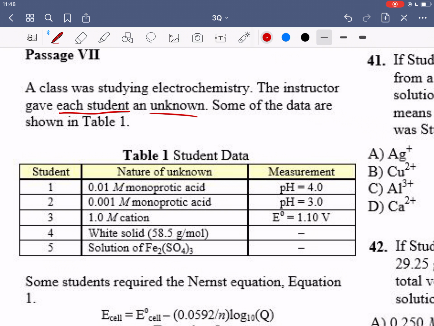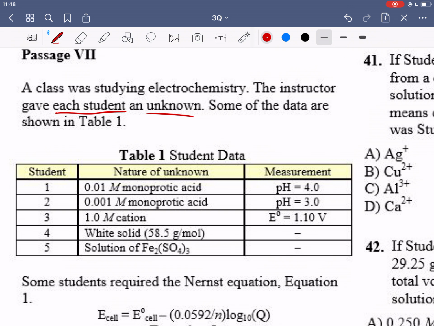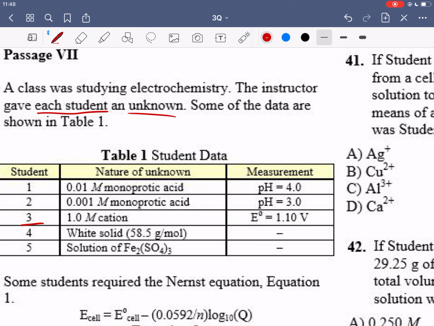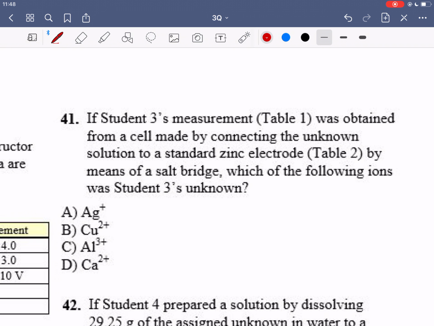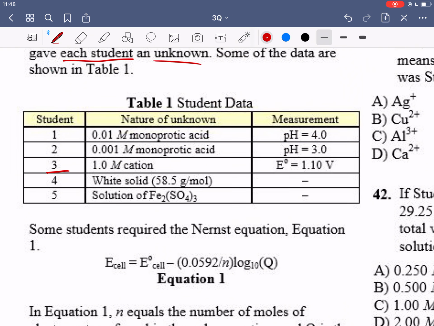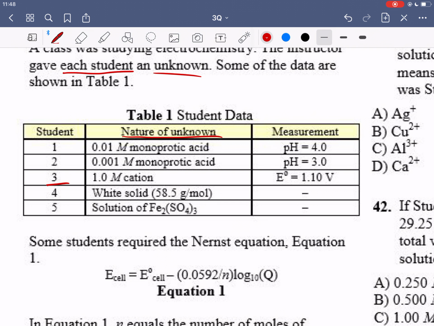each student got an unknown, and they have to react it with something that they already know the values or the properties of to figure out what their unknown would be. So student 3 got an unknown, they reacted it with a standard zinc electrode, and the nature of their unknown tells us that they got this 1 molar cation, and what they measured was this E naught. So the nature of the unknown doesn't really give us much information in this context, so E naught is probably what's going to help us identify what the actual unknown was.